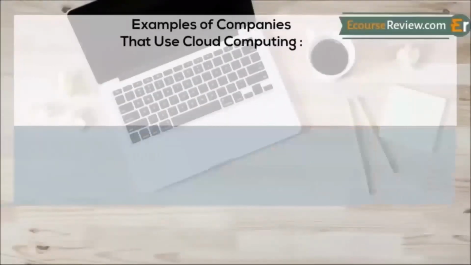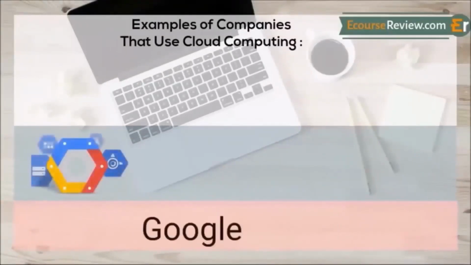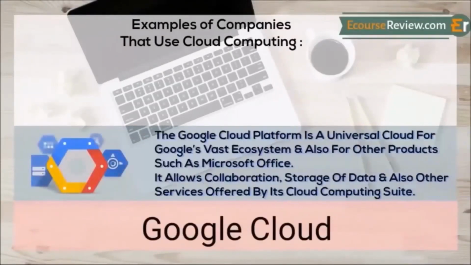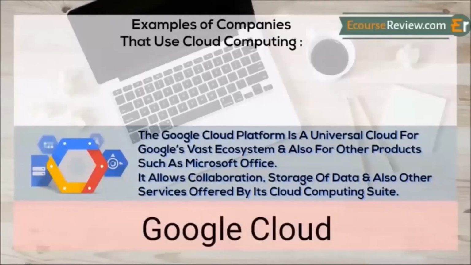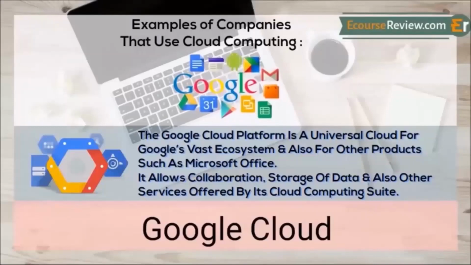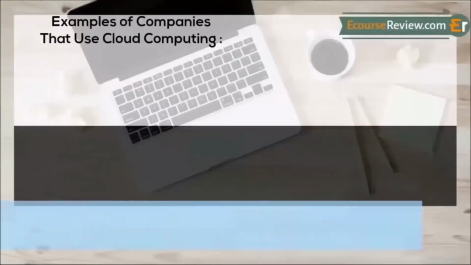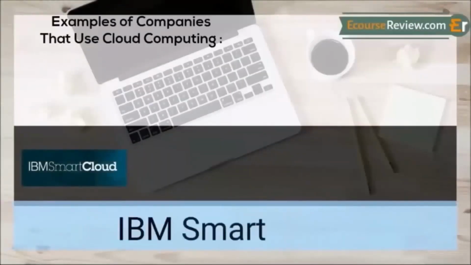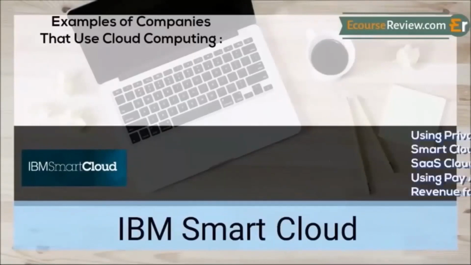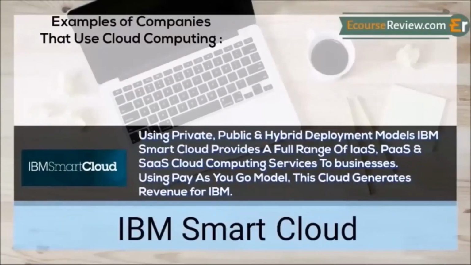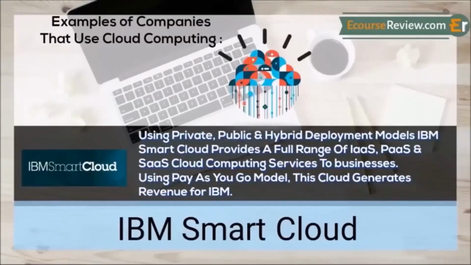Google Cloud. The Google Cloud Platform is a universal cloud for Google's vast ecosystem and also for other products such as Microsoft Office. It allows collaboration, storage of data, and also other services offered by its cloud computing suite. IBM SmartCloud. Using private, public, and hybrid deployment models, IBM SmartCloud provides a full range of IaaS, PaaS, and SaaS cloud computing services to businesses. Using a pay-as-you-go model, this cloud generates revenue for IBM.